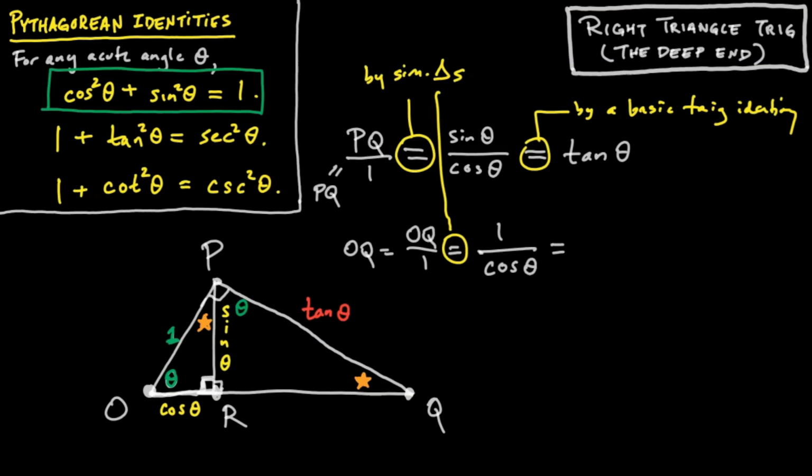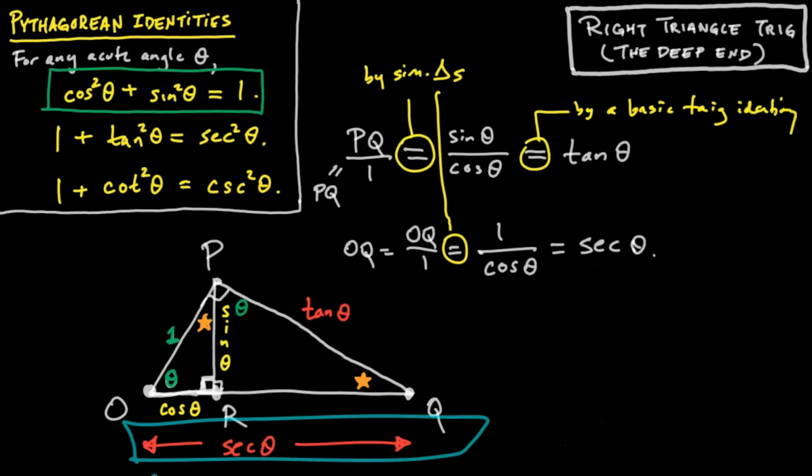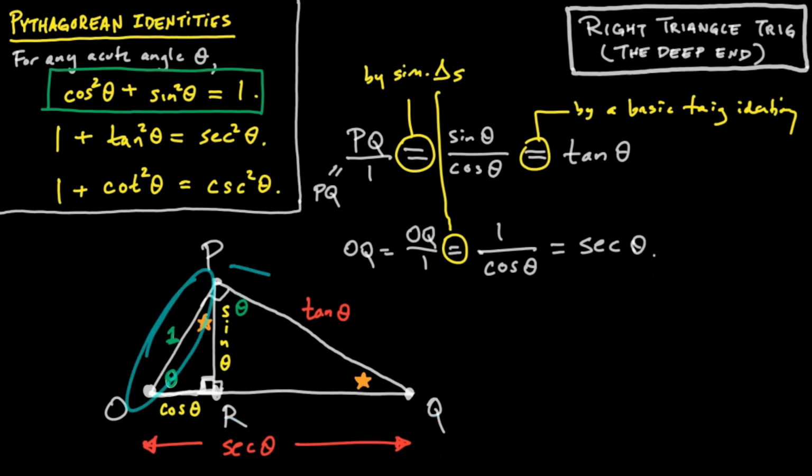But 1 over cosine theta, what's that? Well, go back to the first minutes of this video. The reciprocal of cosine is secant. Aha! So OQ, the hypotenuse of our big triangle, is secant theta. So I will go ahead and write that on here. So now we know all three sides of our large right triangle.